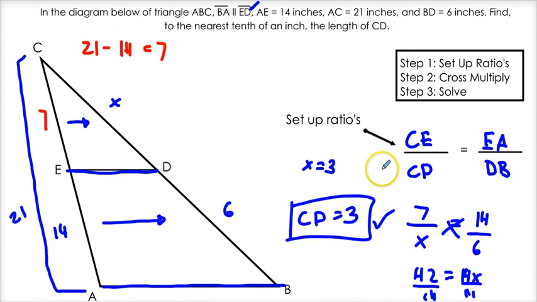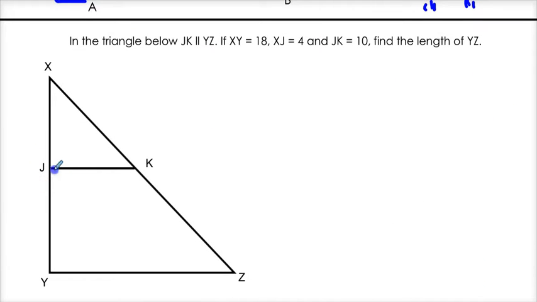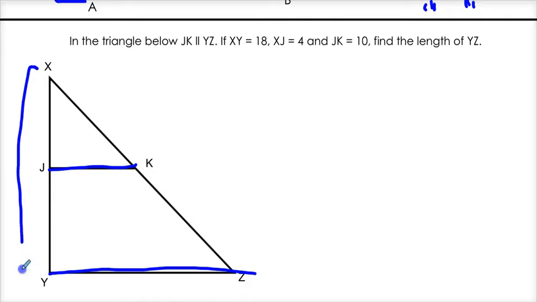Awesome. All right, here's our last example. In the triangle below, JK is parallel to YZ. Looking good. We got the parallel. XY, this whole length right here, is 18. XJ is 4. And JK is 10.